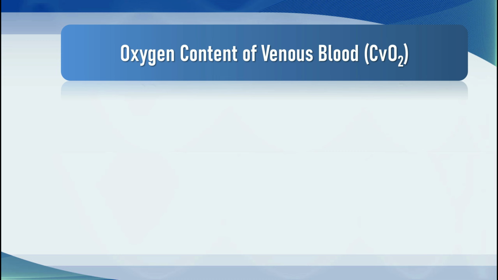Calculating venous oxygen content, CVO2, is really easy because we can do a venous blood gas, and this will measure the mixed venous oxygen saturation and the partial pressure of oxygen in venous blood, and we can substitute the numbers into our calculation so that it's the SVO2 rather than the SaO2, and it's the PVO2 rather than the PaO2.